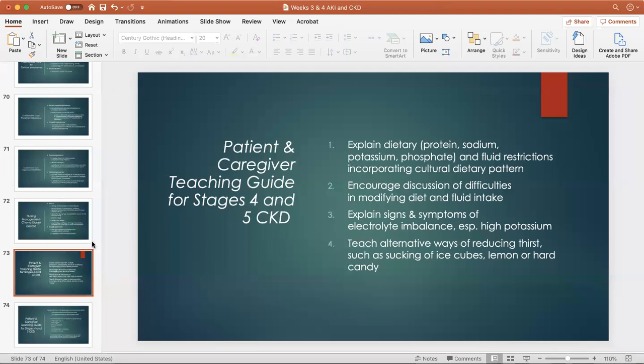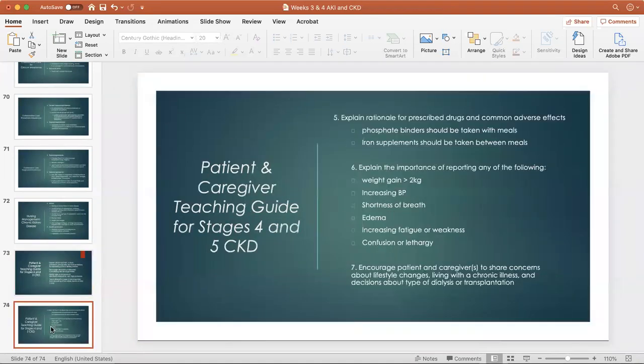Encourage discussion. Those are those nursey questions. Okay, so it says explain rationale for the prescribed drugs and common adverse effects. And this is actually a really, really huge thing. I find a lot of nurses don't do that. It's really helpful, first in building a therapeutic relationship, but also just for your own memory and your own learning.